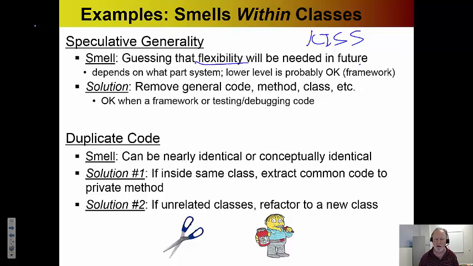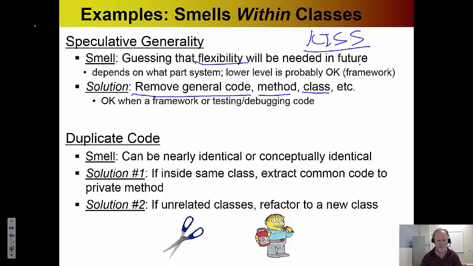Do solve the problem at hand well, and worry about tomorrow's problem tomorrow. All right. So the solution for that is, kind of, to recognize you're doing it, and not do it in the first place. From a refactoring perspective, go ahead and remove the general code, the general method, the general class, all these abstractions, and again, solve the problem at hand.